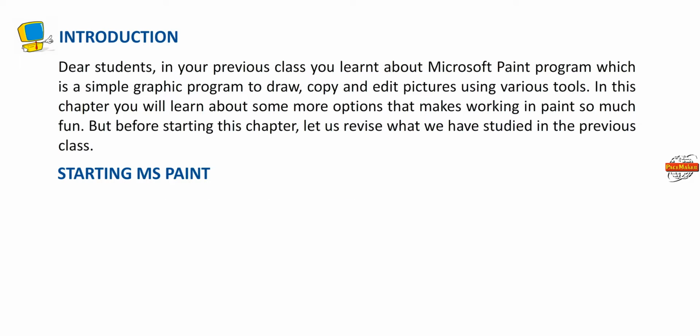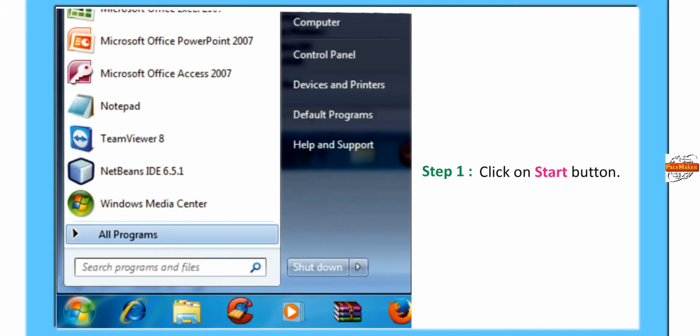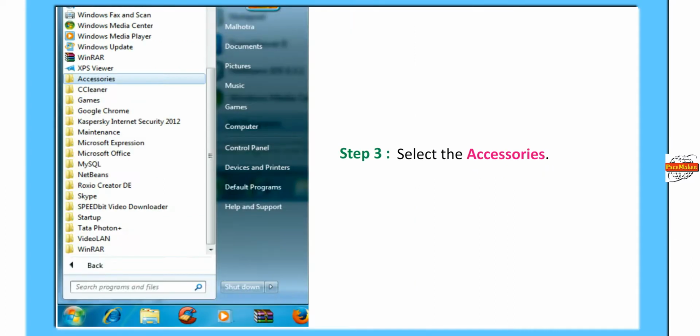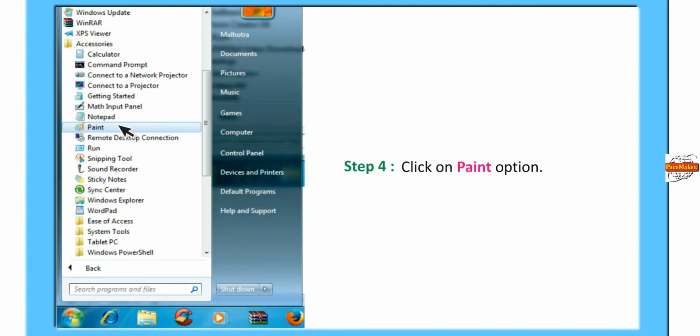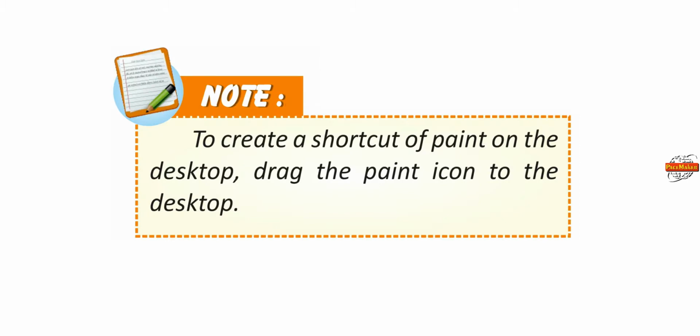Starting MS Paint. To open MS Paint, follow the steps in Windows 7 and Windows 10 respectively. Starting MS Paint in Windows 7. Step 1. Click on Start button. In Step 2, click on All Programs. Step 3. Select the Accessories. Step 4. Click on Paint option. Note: to create a shortcut of Paint on the desktop, drag the Paint icon to the desktop.